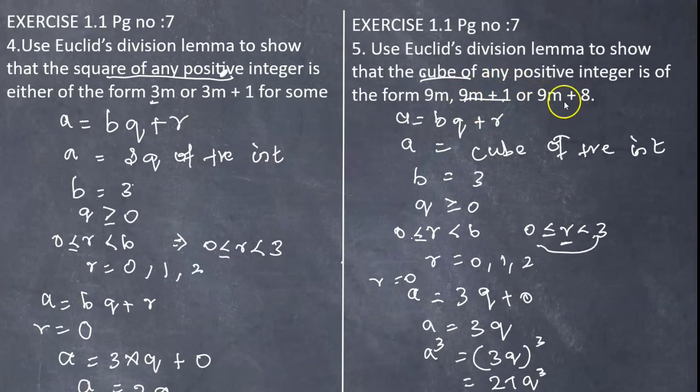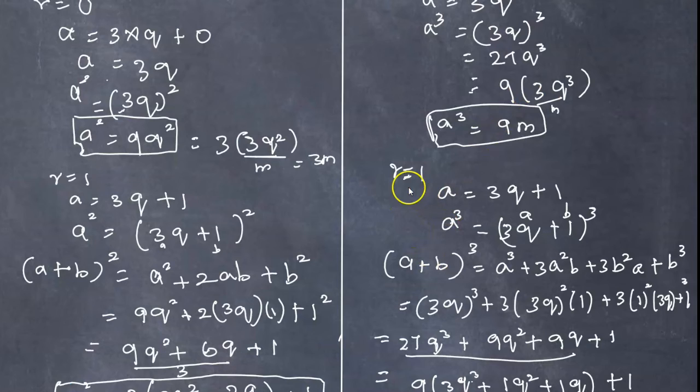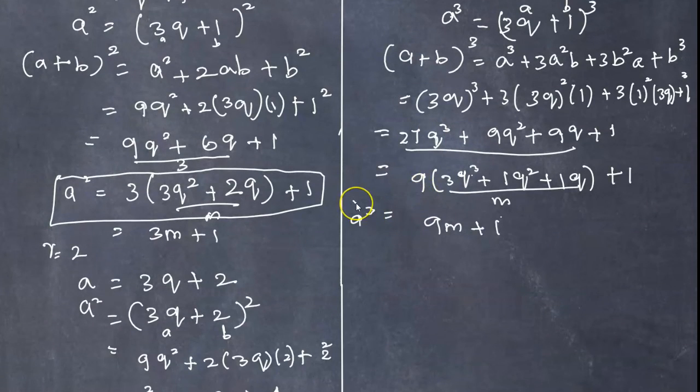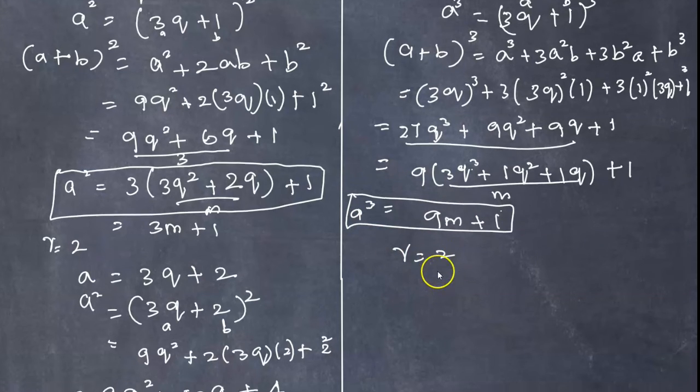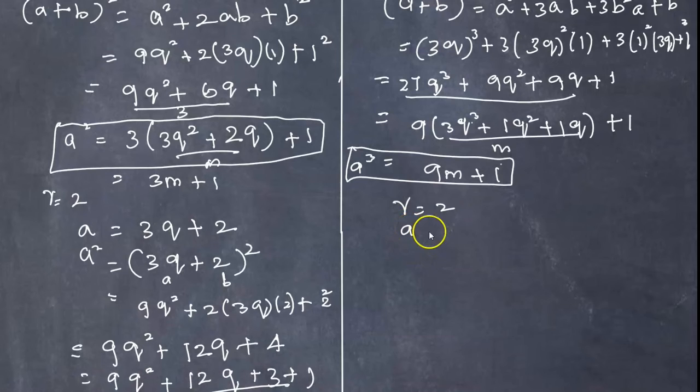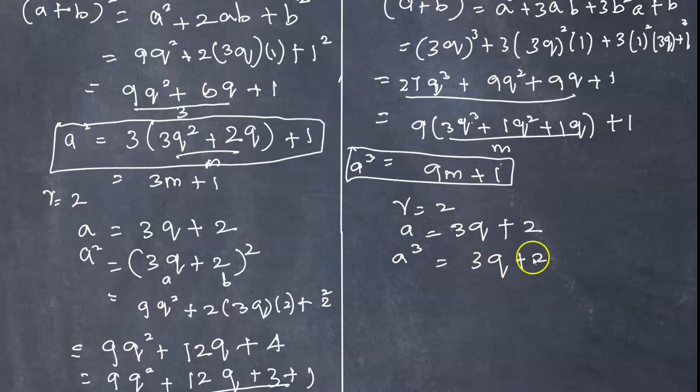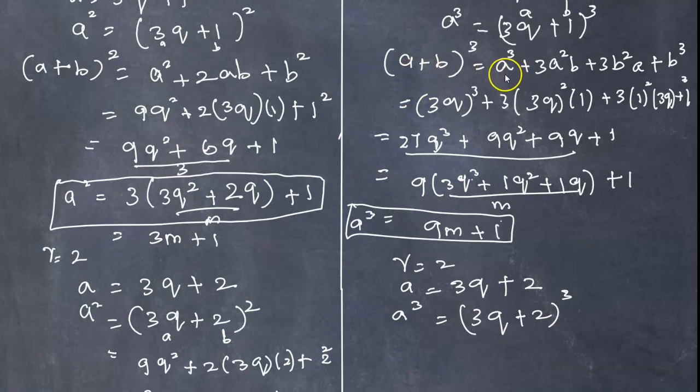Second one is proved. Now it is 9m plus 8. So now we have to substitute the value of r as 2. So r equals 2. Substitute in the formula. So a equals 3q plus 2. Now a cube equals (3q plus 2) the whole cube. Again substitute in the formula: (a plus b) the whole cube equals a cube plus 3a square b plus 3b square a plus b cube.